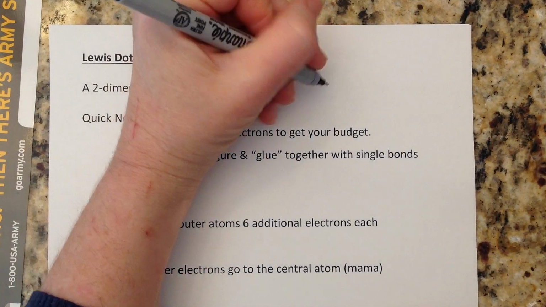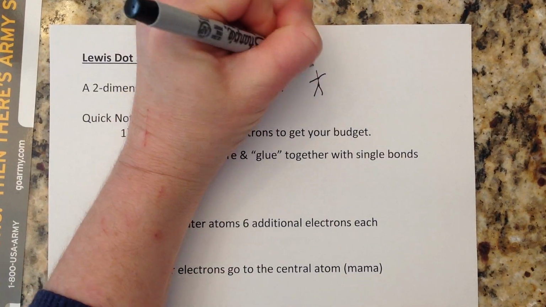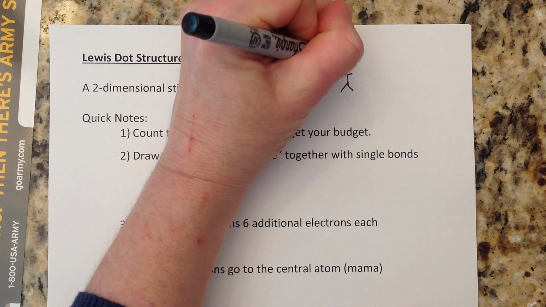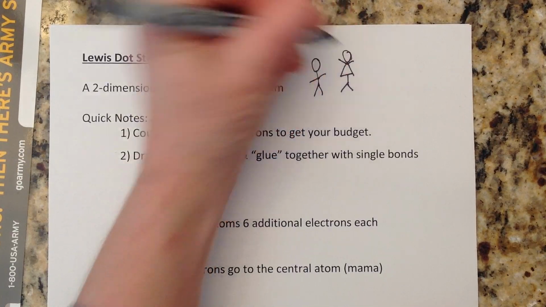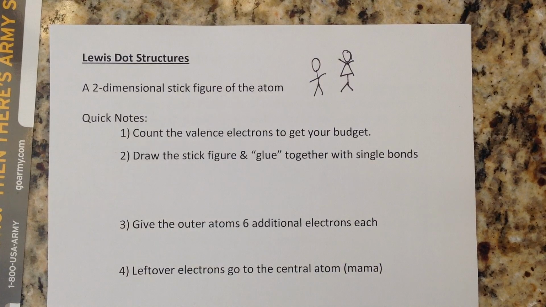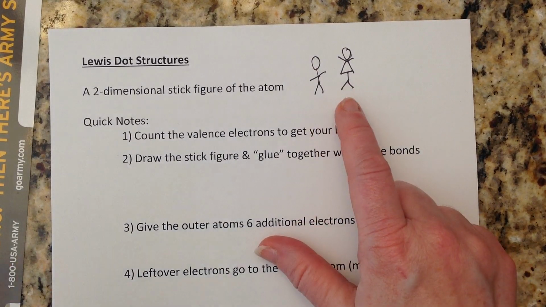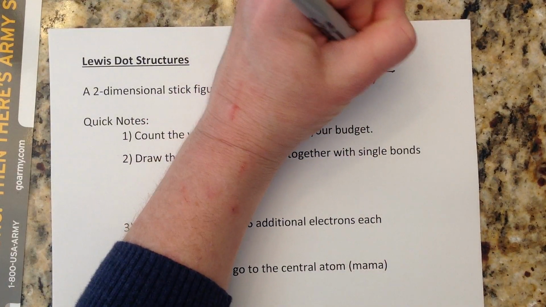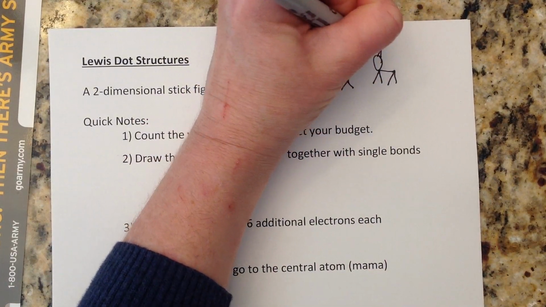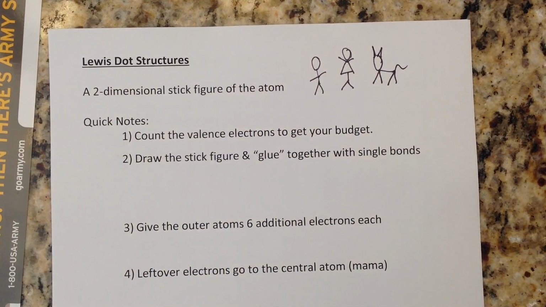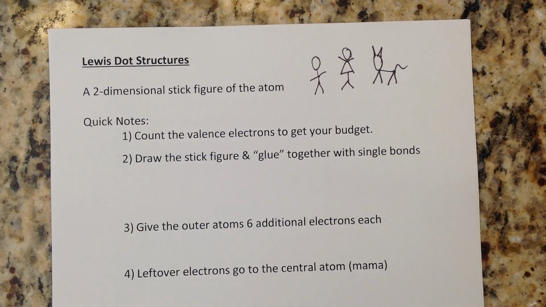Just like if we were to draw this and this, you would know those were stick figures, and you would probably assume this might be a boy and this might be a girl. If I drew this, you would assume this is maybe a cat or a dog. The point is, a stick figure just shows you in two dimensions the very basic features of that object, and that's what we're doing here with the Lewis dot structure.